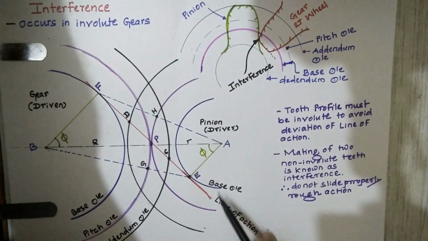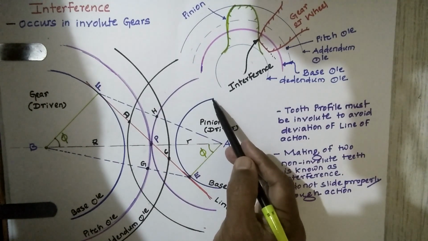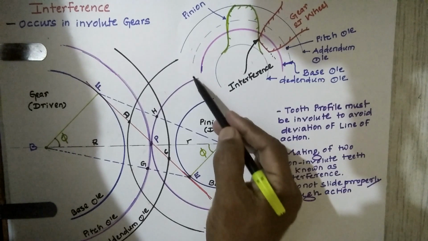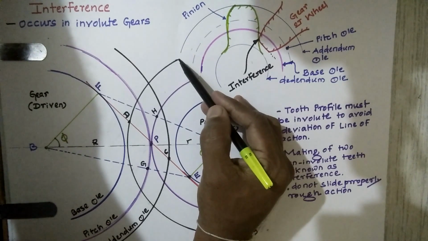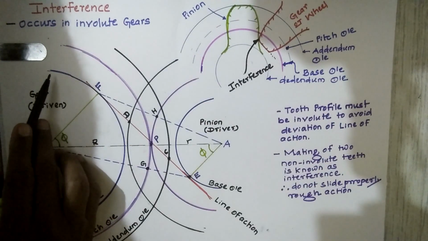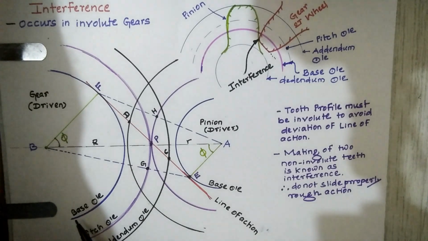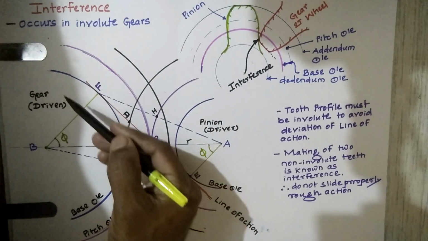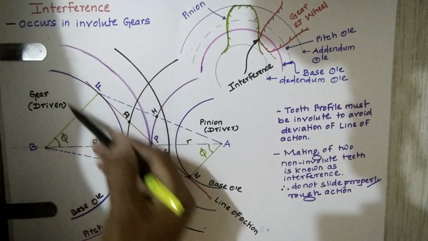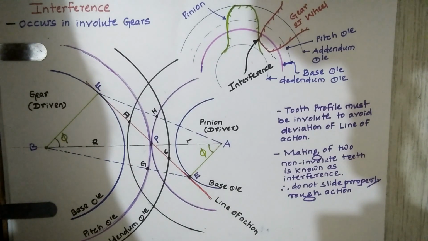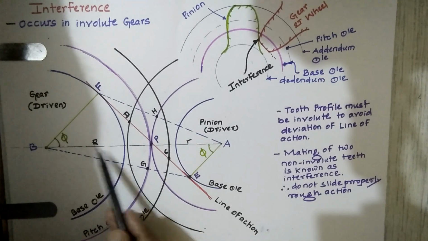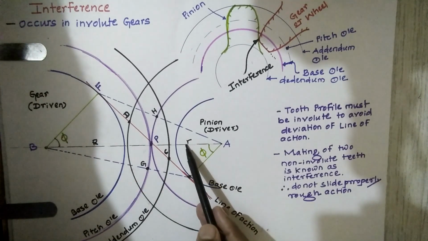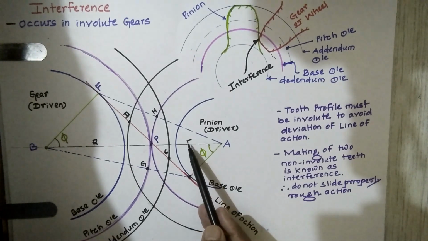Here I have taken the base circle of the pinion. This is the pitch circle of the pinion, and the addendum circle of the pinion. Here for the gear also I have taken three circles: base circle, pitch circle and addendum circle. Dedendum circle will be there, but I have not taken it here. It is not necessary to present in this diagram. Then capital R is the radius of the gear. Small r is the radius of the pitch circle, the radius of the pinion.